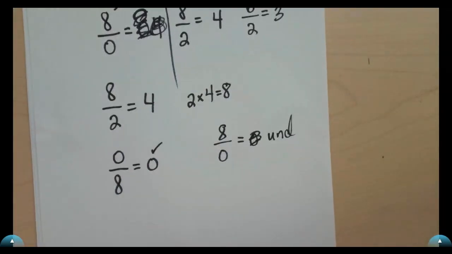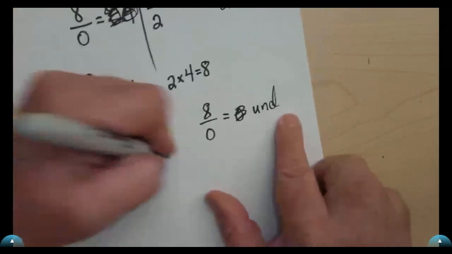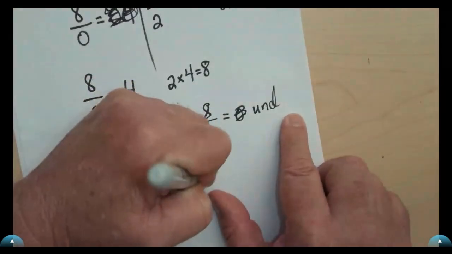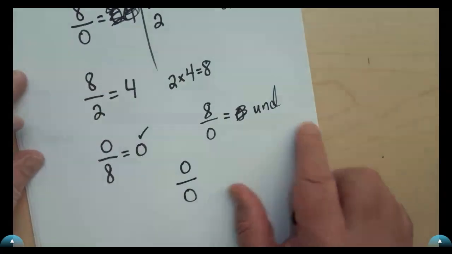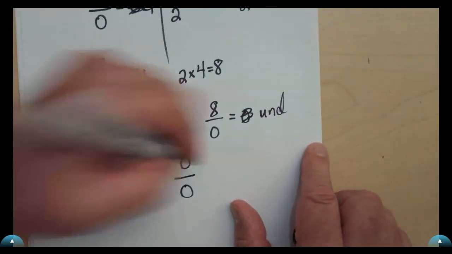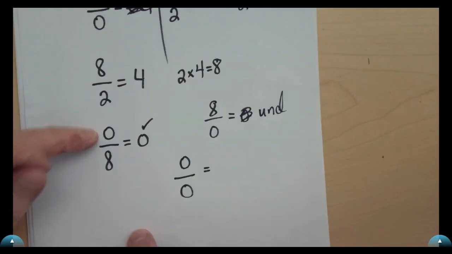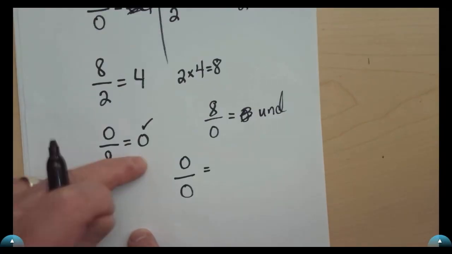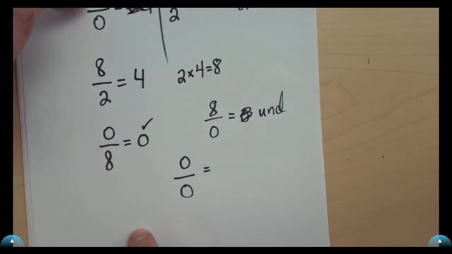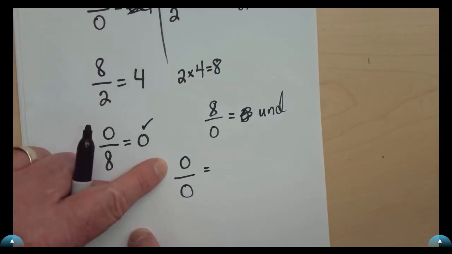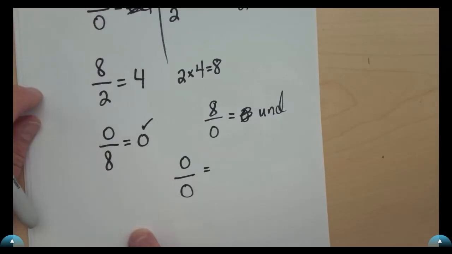Finally, the last little thing I'll say about that before we work through another problem. What if you have both things going on? What about 0 divided by 0? What's that equal to? So if you have 0 divided by a number that's not 0, you get 0. If you have a number divided by 0, it's undefined. Well, here I have 0, but also divided by 0. What's that equal to?